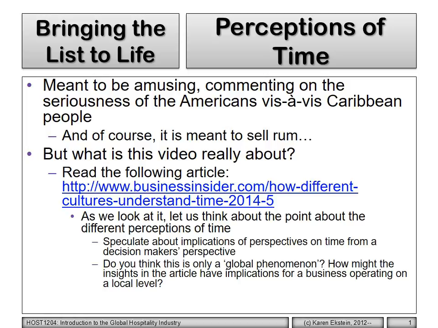Of course, this whole campaign was meant to sell rum. But let's think about what the video is really about. If you read the article that's linked here and also available in the resources section from this week, we'll think about the idea of there being different perceptions of time. As you read the article, I'd like you to think about the implications of these different perspectives of time for decision makers and businesses. And think to yourself about whether this is a global phenomenon. How might insights in the article have implications for businesses operating on a local level? When you take the time to read that article, I'd like you to think of those questions, and I suggest you pause the presentation now so you can do that.